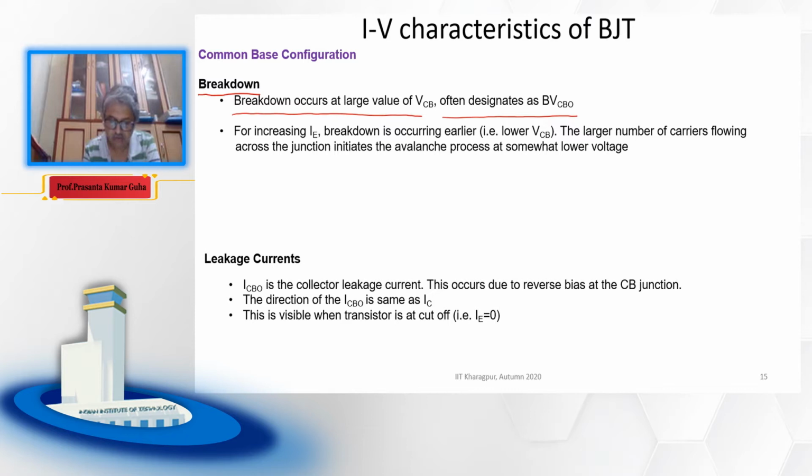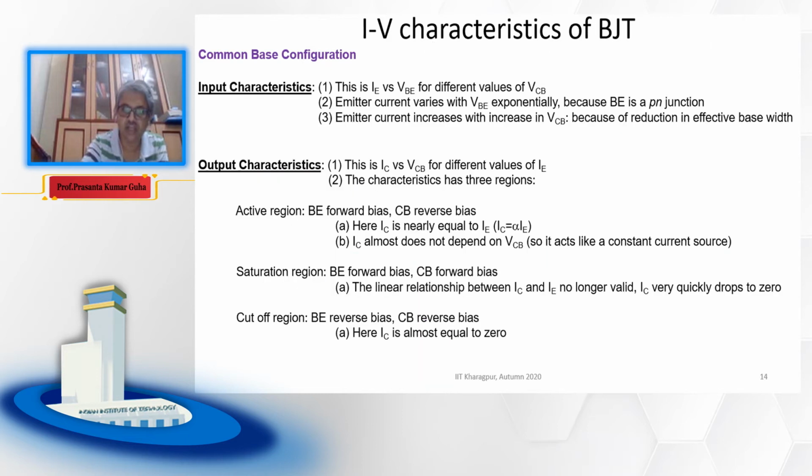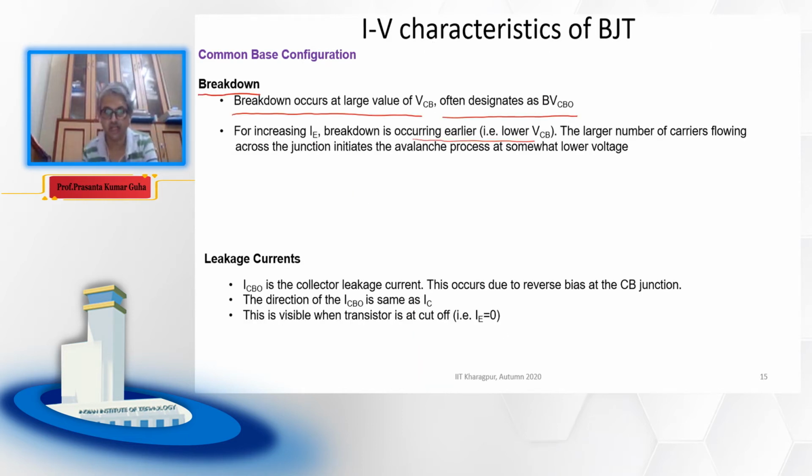Now for increasing IE, as I mentioned, breakdown is occurring earlier, that is, at a lower value of VCB, which I have plotted here. You see the breakdown voltage decreases if we go to higher values of IE. Why is this the case? Because a higher value of IE means a much larger number of carriers, right? So this larger number of carriers flowing across the junction initiates the avalanche process at somewhat lower voltage, which is obvious.